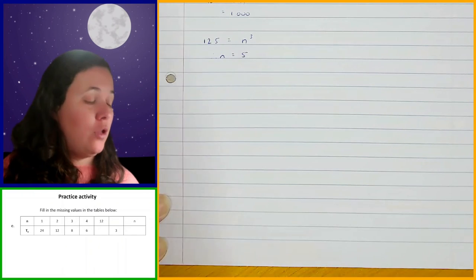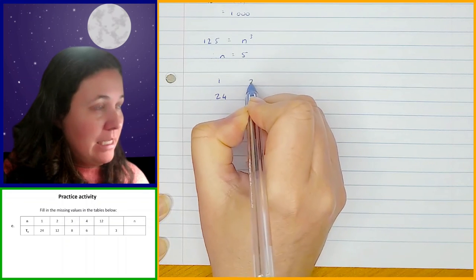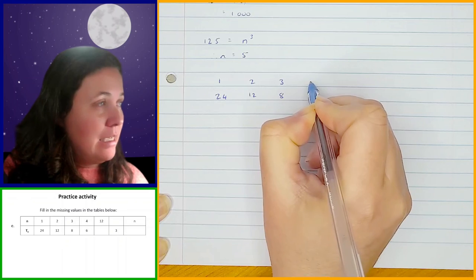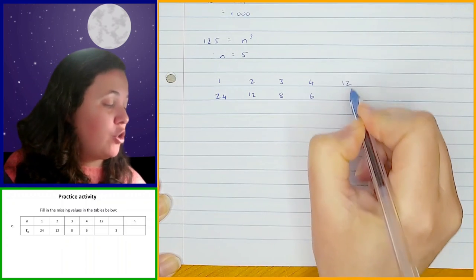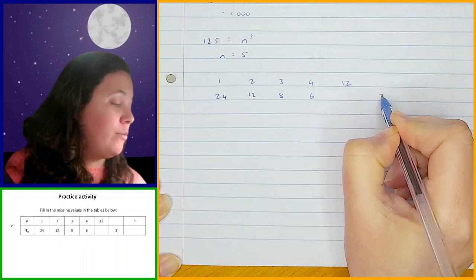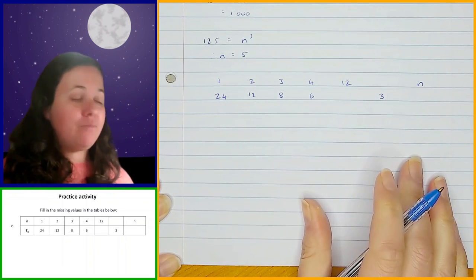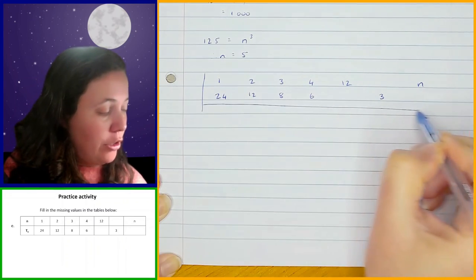Okay, so first of all, our first term is 24, our second term is 12, our third term is 8, our fourth term is 6. We have to work out what the 12th term is, and we have to work out which term is equal to 3, and we have to work out the nth term. Okay, so first of all, let's just see what is actually going on over here.